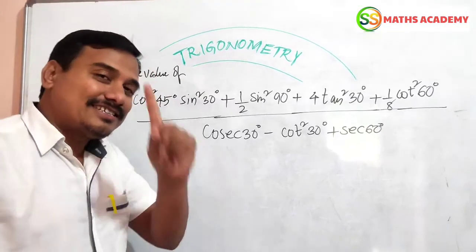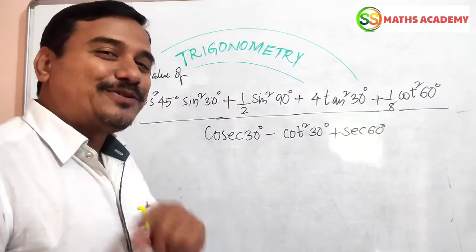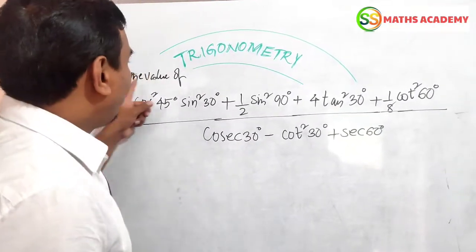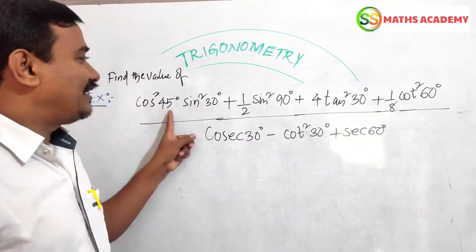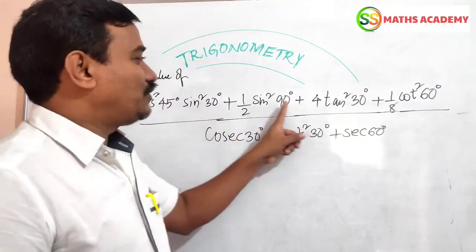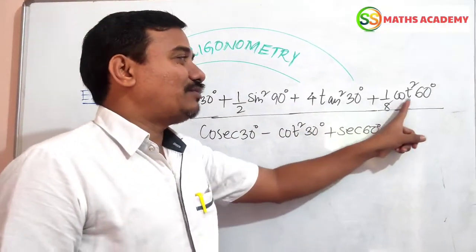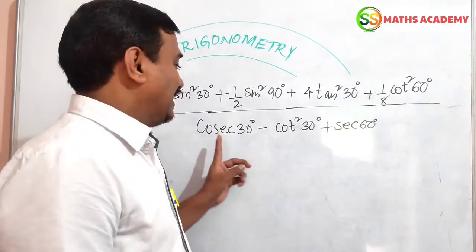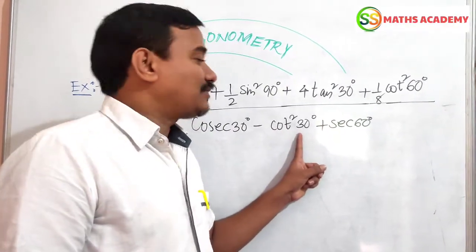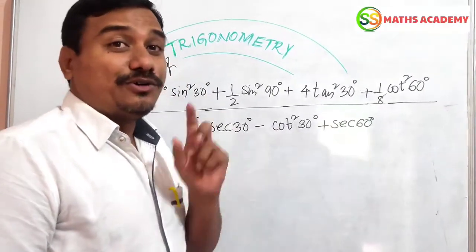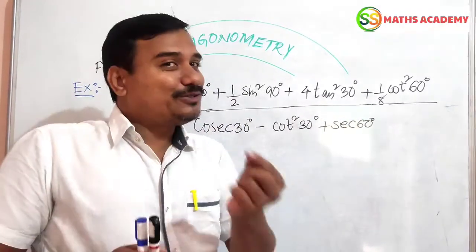One more trigonometric question that depends on the table. Find the value of cos² 45°, sin 30°, 1/2 sin² 90°, 4 tan² 30°, 1/2, 8 cot² 60°, cosec 30° minus cot² 30° plus 60°. You have to find them all. The question is big, but we should get a small answer.